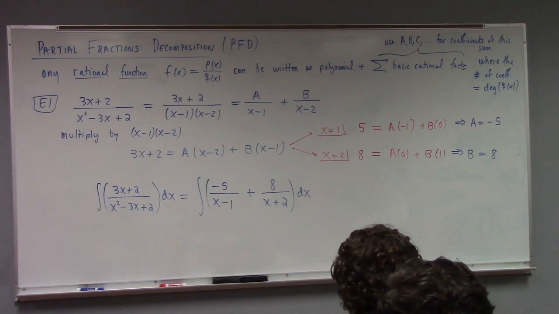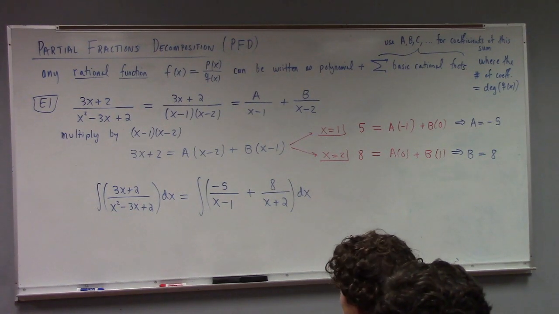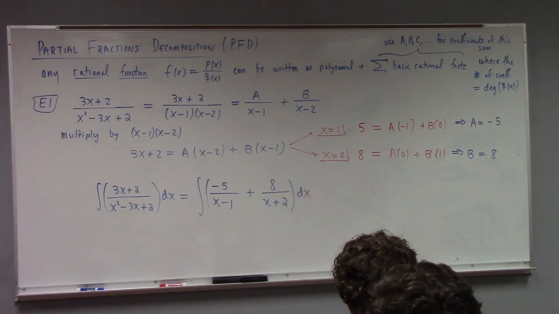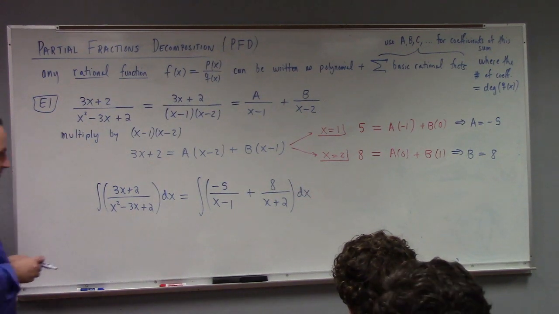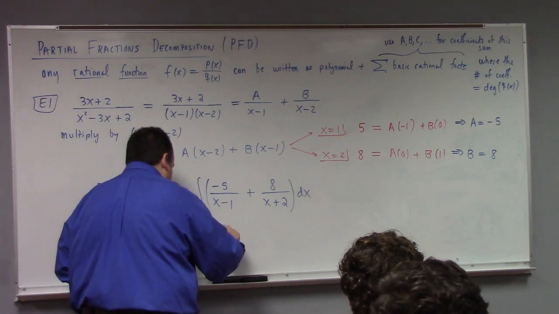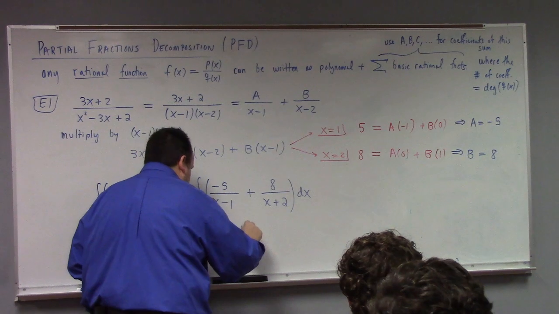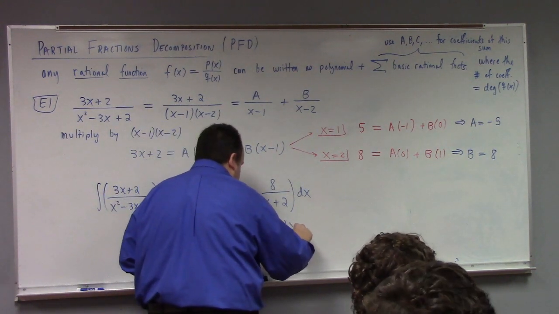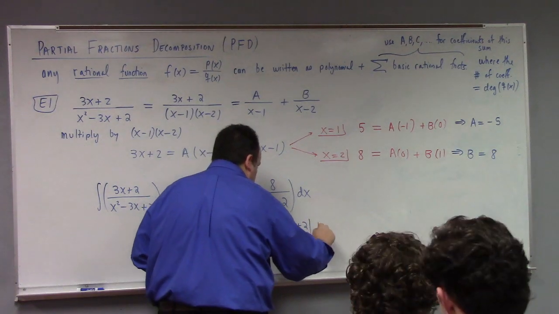And can you integrate those? Yeah, we can integrate those all day long, right? Not a problem. These are both logs, so we got minus 5 natural log absolute value of x minus 1 plus 8 times the natural log of the absolute value of x plus 2, all plus a constant.